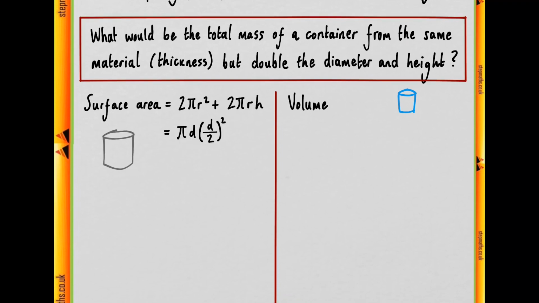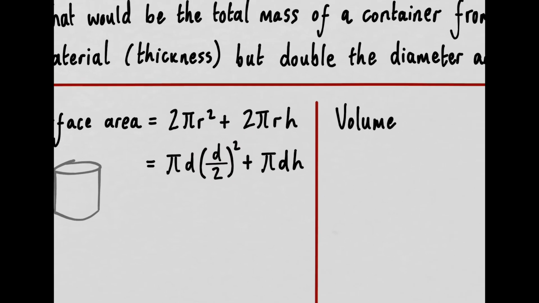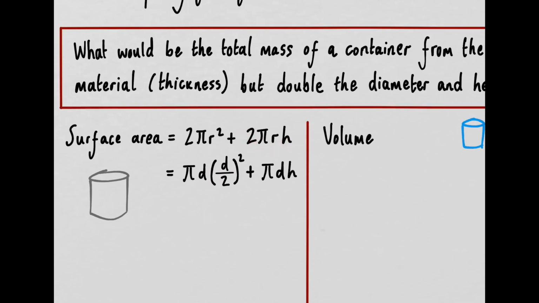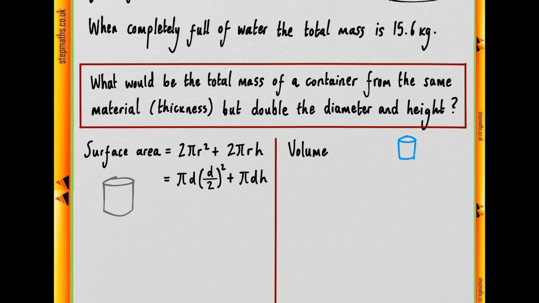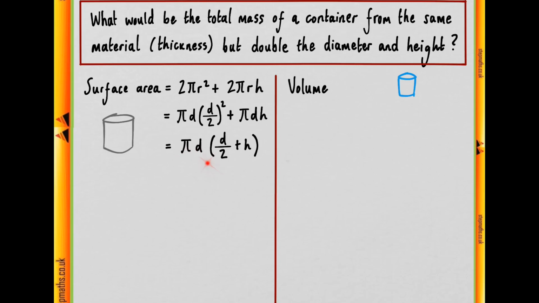We can rearrange that by expressing it in terms of diameter, since we're going to be doubling the diameter, and radius is just half of diameter. So we can express 2 pi r squared as pi d times (d over 2) squared, and we can express 2 pi r h as pi times the diameter, h, since again radius equals diameter over 2. We can write that in a simpler format: pi d times (d over 2 plus h).